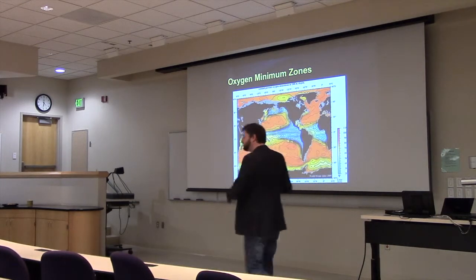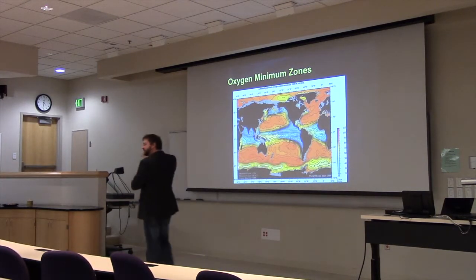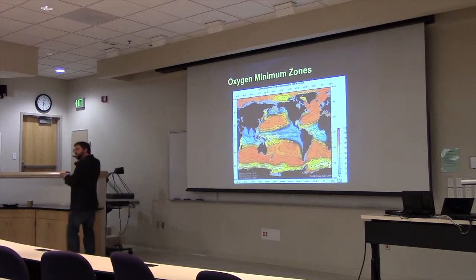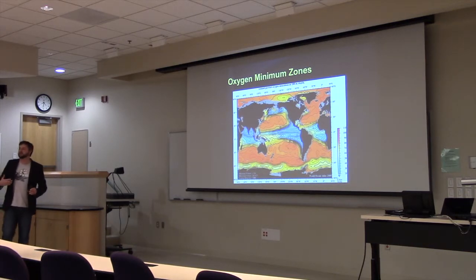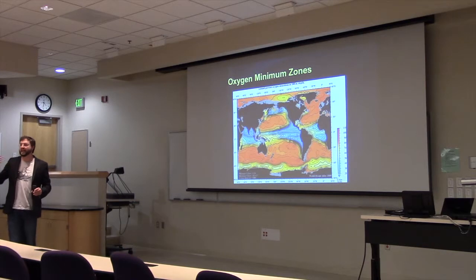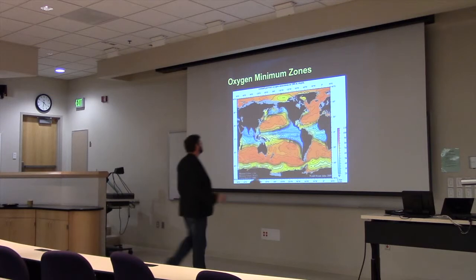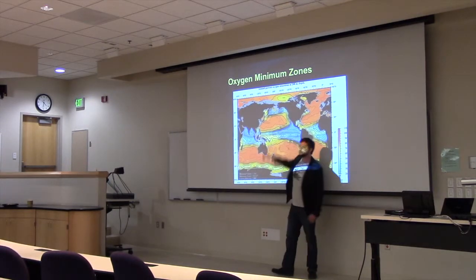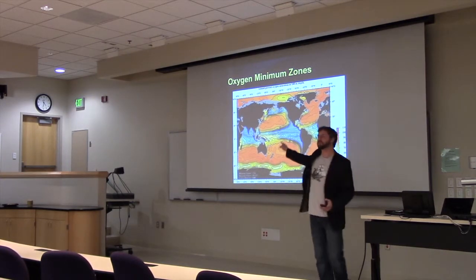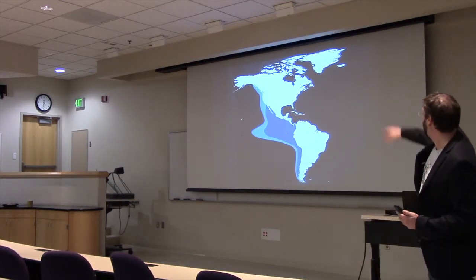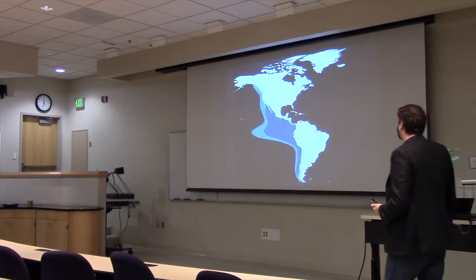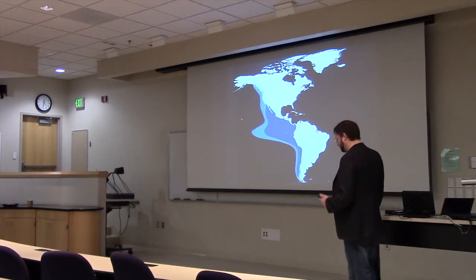a couple things. We strengthen the pycnocline, and so there's even less mixing between the surface and down below, and then even small changes in this temperature can cause a lot more growth of plankton. And so those two factors seem to be enhancing the conditions to create oxygen minimum zones, and so what we're seeing is this oxygen minimum zone creeping northward. The other thing that I want you to notice is the shape of that oxygen minimum zone. Look again at the shape of the distribution of Humboldt squid, and it is very, very closely matched.